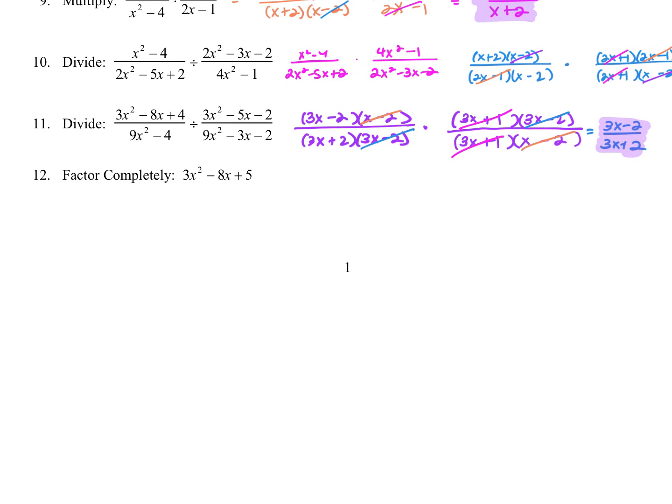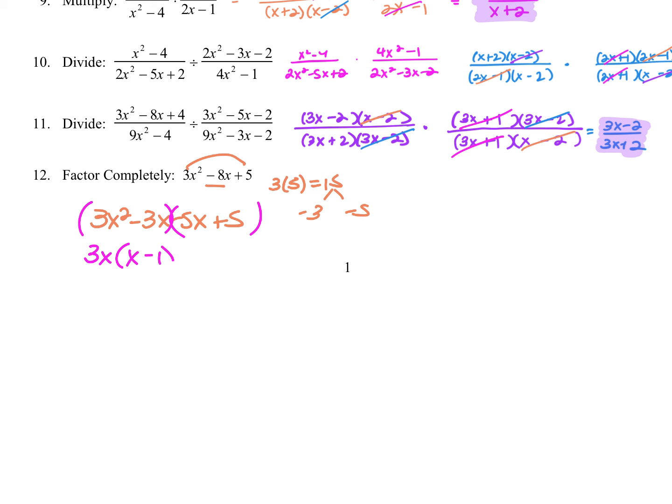All right, for 12, you're going to factor completely. So I'm going to multiply first times last. 3 times 5 is 15. Factors of 15 that sum to negative 8. So they've got to both be negative. It'd be negative 3, negative 5. Replace that middle term with those, and factor by grouping. Take out a 3x.